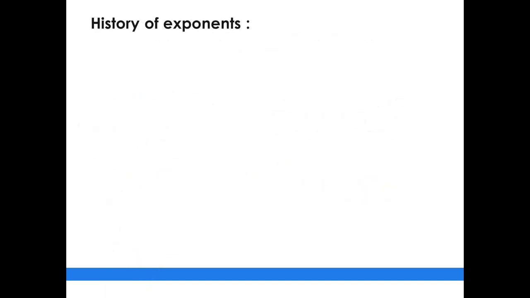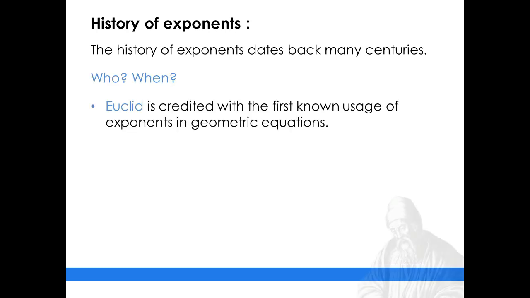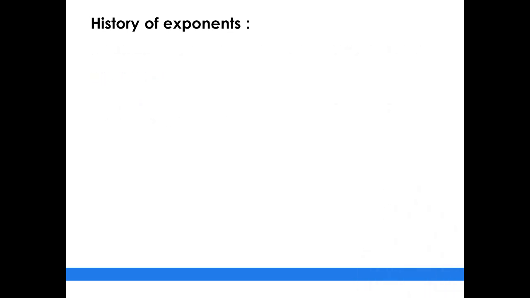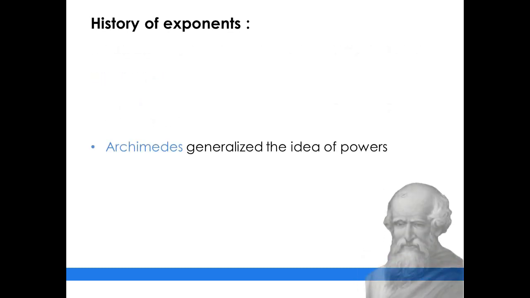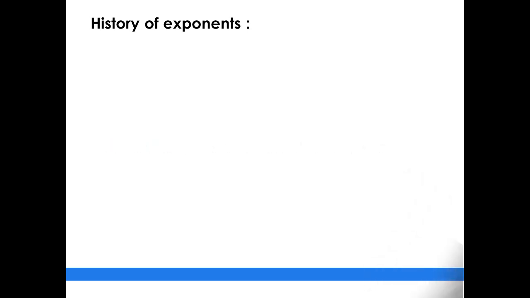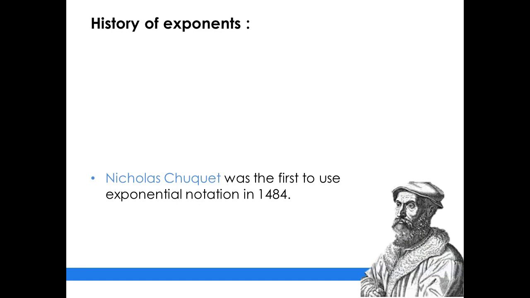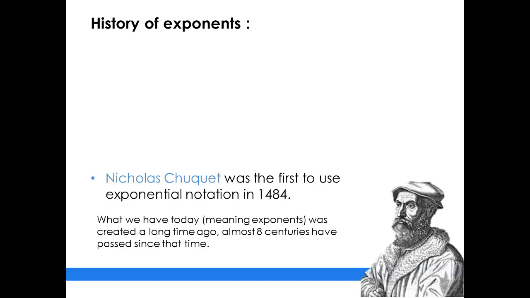History of exponents. The history of exponents dates back, who and when. Euclid is credited with the first known usage of exponents in geometric equations. Archimedes generalized the idea of powers. Nicholas was the first to use exponential notation in 1484. What we have today was created a long time ago. Almost 8 centuries have passed since that time.